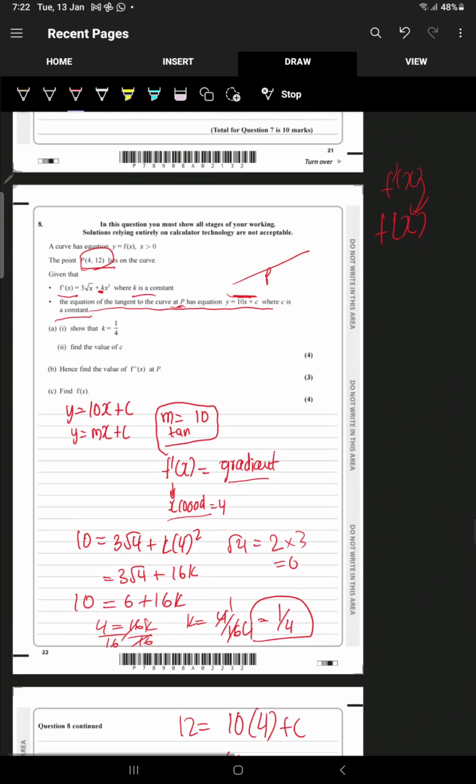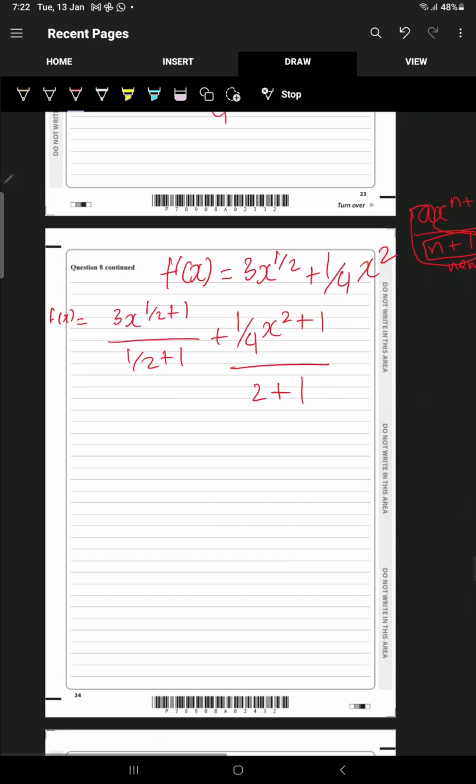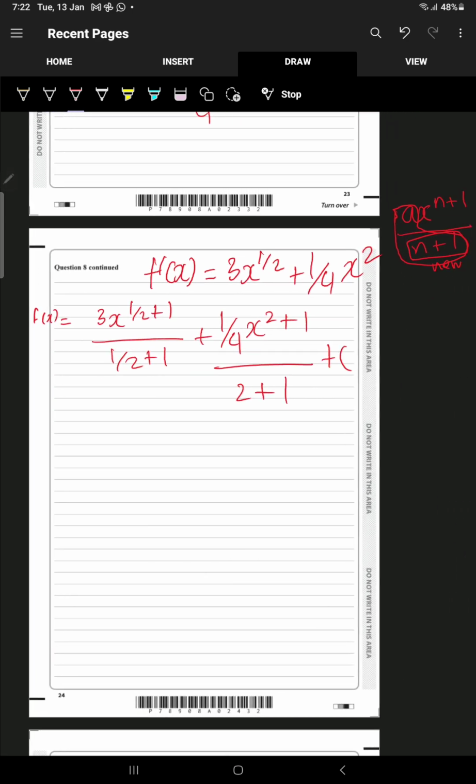So 3 over half plus 1 is going to give us 2, so 2x to the power of 3 over 2, plus 1 over 4 divided by 2 plus 1, which is 1 over 12 x to the power of 3, plus c. Alright, so now we need to substitute those points into the equation.